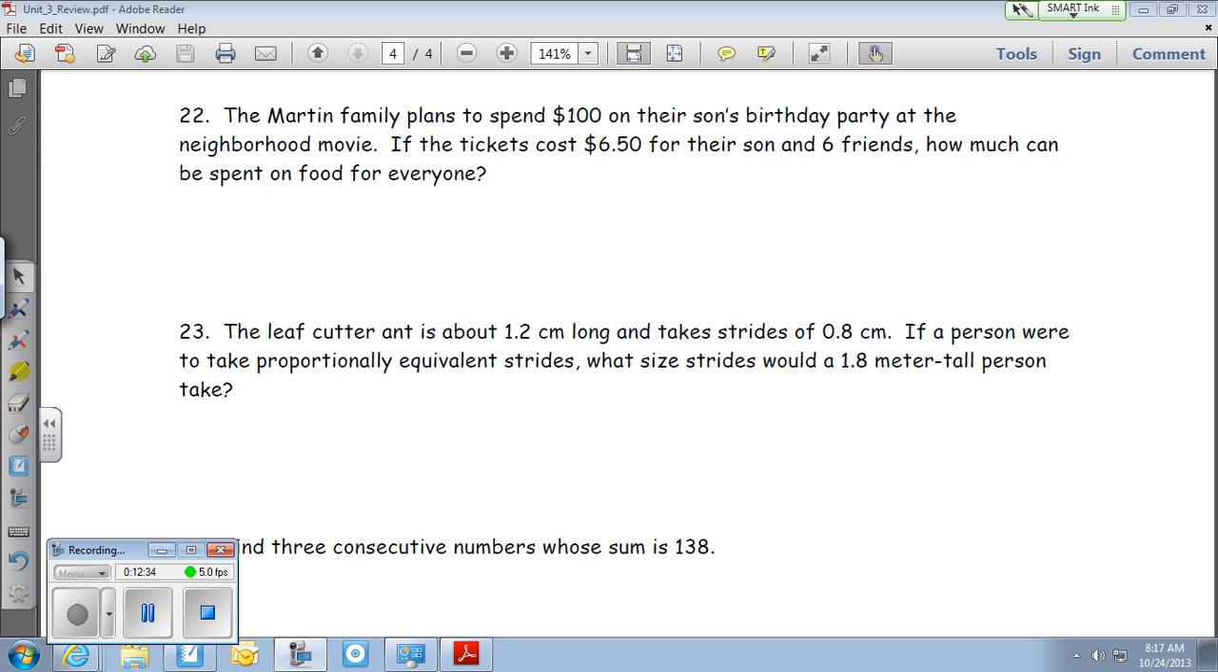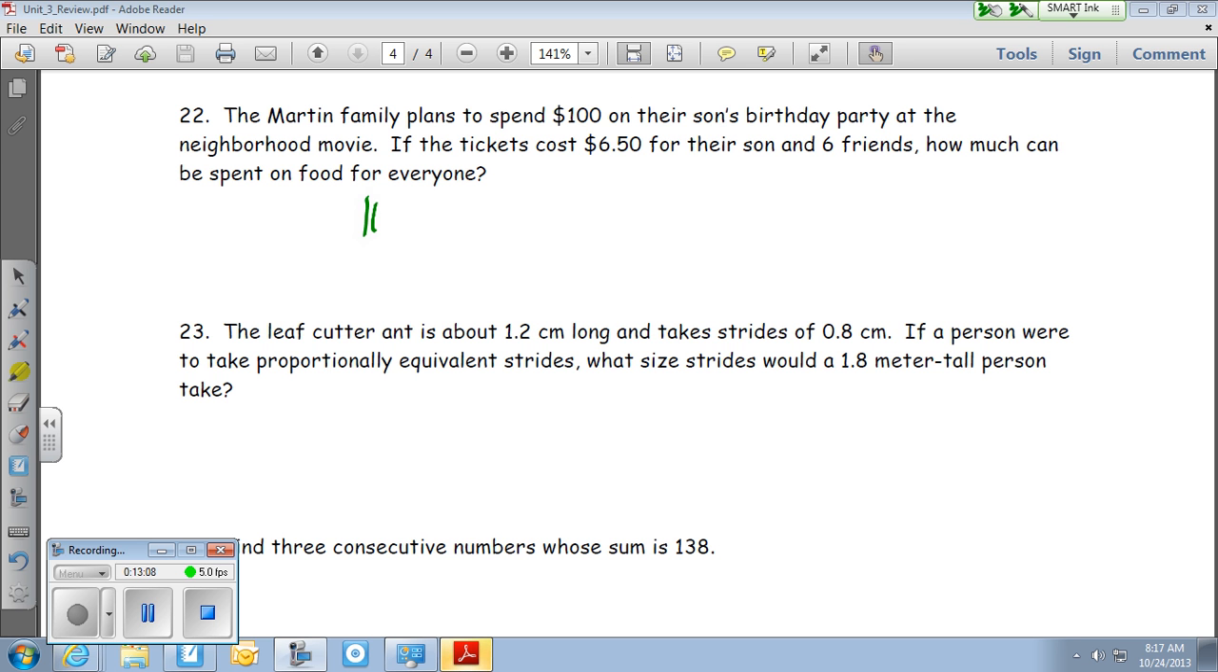All right, number 22, the Martin family plans to spend $100 on their son's birthday party at the neighborhood movie. If the tickets cost $6.50 for their son and 6 friends, how much can be spent on food for everyone? Now, I'm just assuming, because there's not any more information given, that we're not including any parents in this. So we just have to remember it's $6.50 for the tickets, and it's for the son and 6 friends. So we're, say, 7 people. And they're going to spend $100, and they're looking for how much can be spent on food.